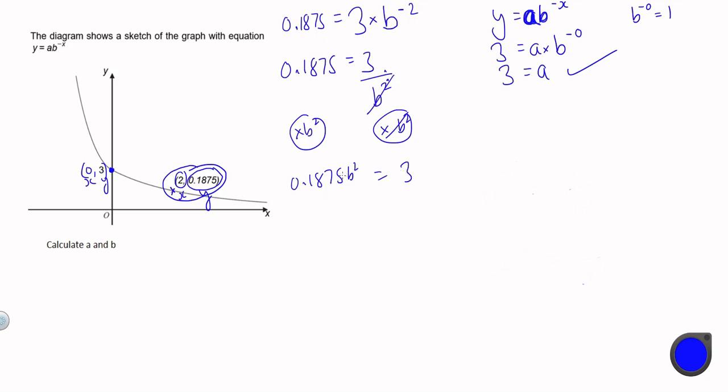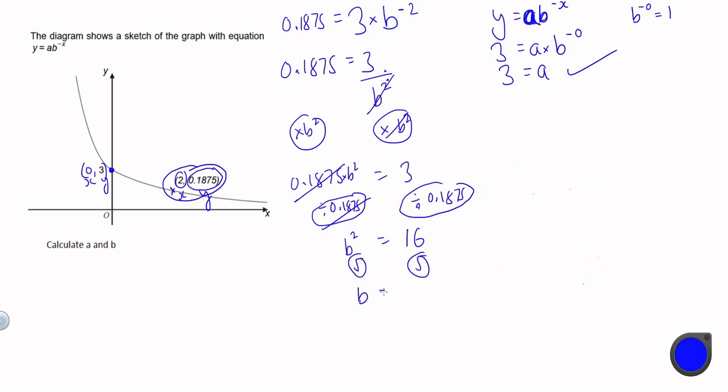I want b squared by itself, so to get rid of times, I need to divide by this. Do the same on the other side. These will cancel obviously. You're left with b squared. I'll need my calculator now. 3 divided by 0.1875. That's a nice number. I know I'm doing well because I've got a nice number. 16. So square root both sides. B is equal to 4.